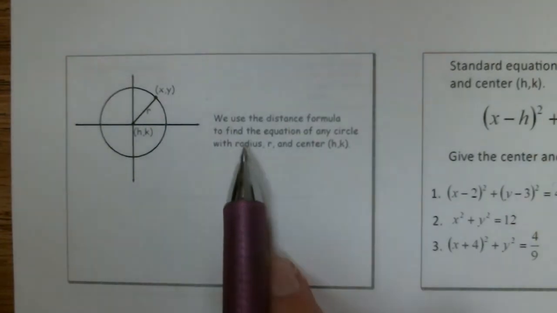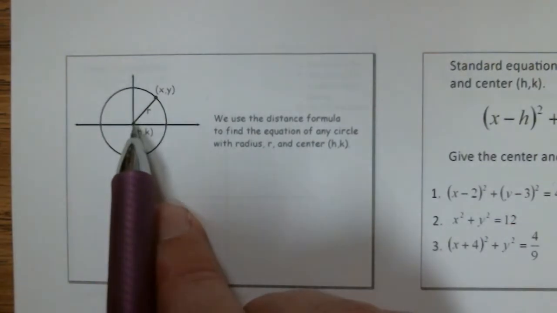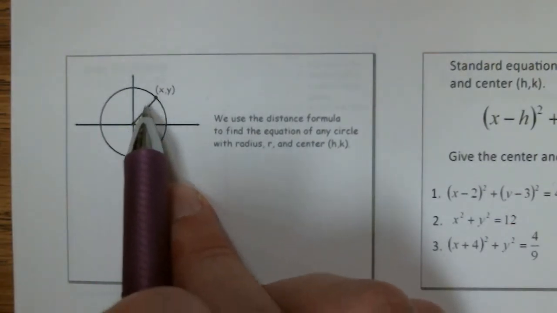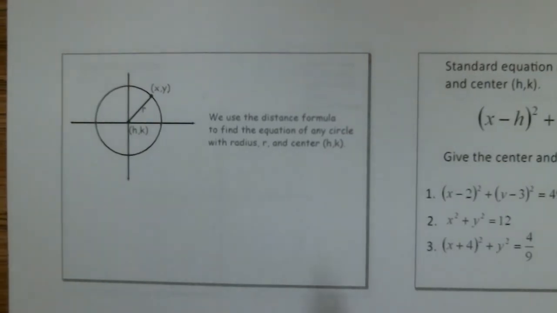All right, so we're going to use the distance formula from a point on the circle to the center of the circle to find the radius. There are two things, guys, that you need for all of these problems with the circle. You need the center, you need the radius. I need those two things.